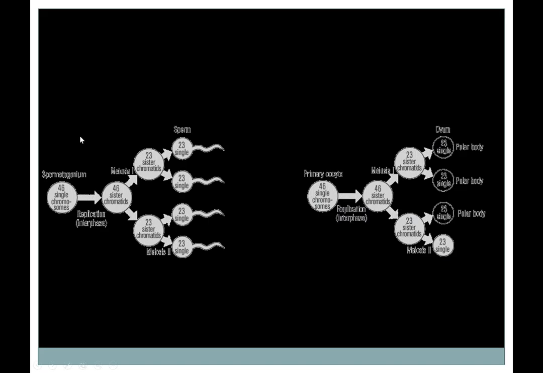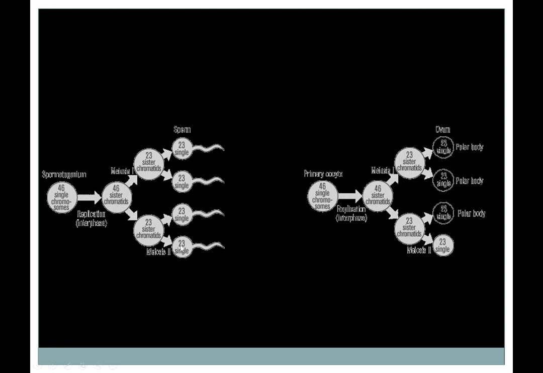Okay, and the last thing to mention, and this is a nice explanation of the whole process. You go from 46 single chromosomes to 46 sister chromatids, so that DNA has been replicated. Meiosis 1, you get 2 cells with 23 sister chromatids. Each of those split into a cell with 23 single chromatids.